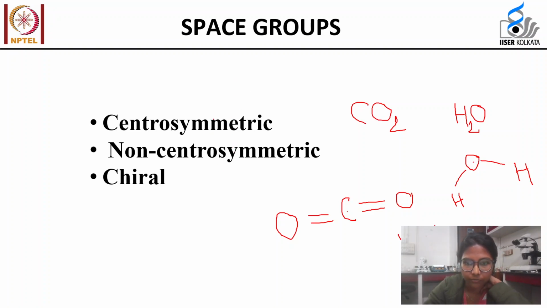And after we divide the space groups into centrosymmetric and non-centrosymmetric, the chiral space group is a subdivision of the non-centrosymmetric space groups. Essentially, a chiral space group is one which basically has a chiral center. So if there is a chiral center in the molecule, it will crystallize in a chiral space group.